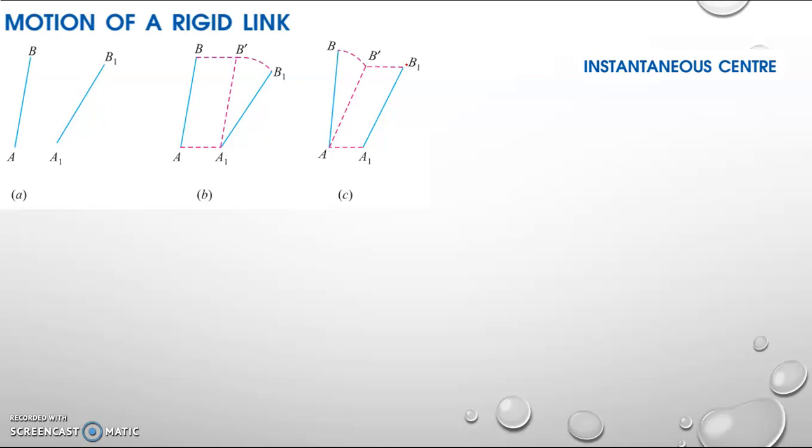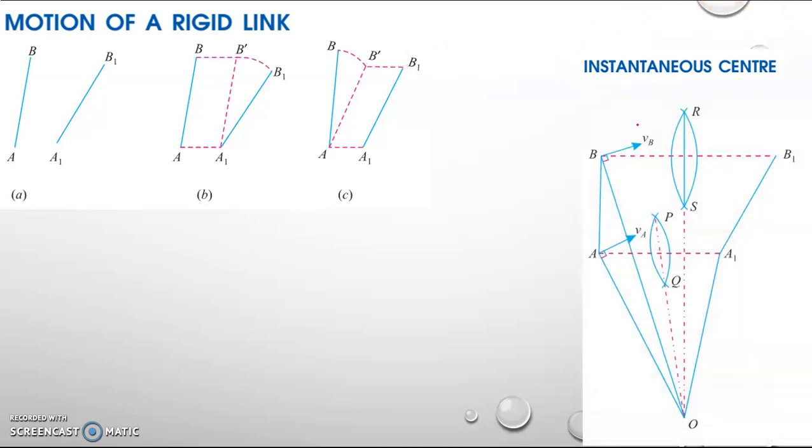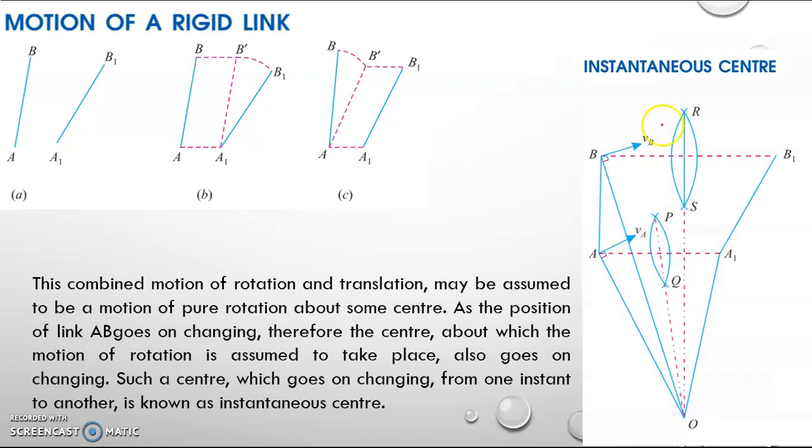The next thing we have to discuss is the instantaneous center. Instantaneous center means, if we are analyzing a body of combined rotation and translation, each and every point of the body will be rotating about some imaginary point. So both A and B, or any point between A and B, will be rotating about an imaginary point that is called the instantaneous center.